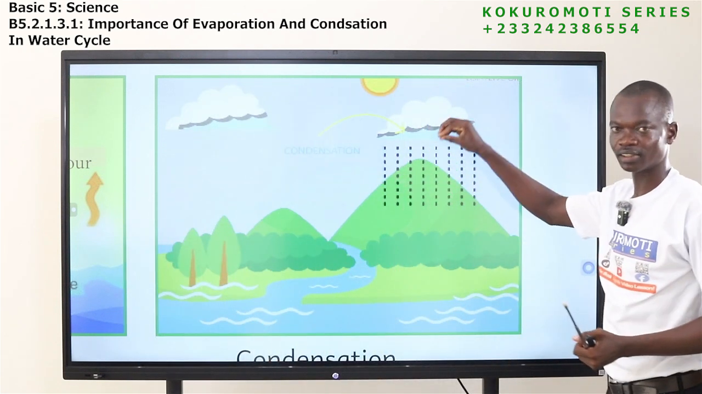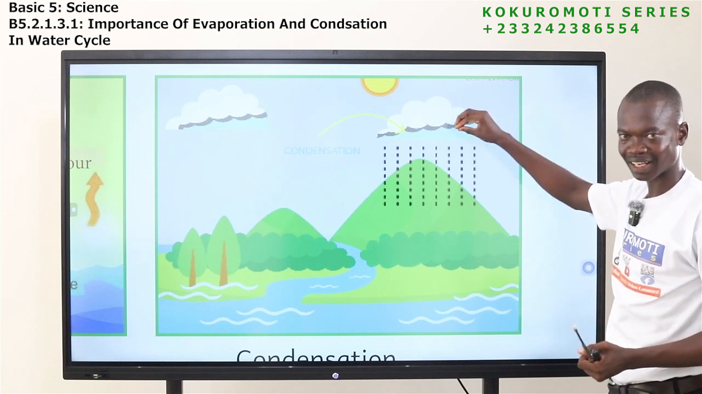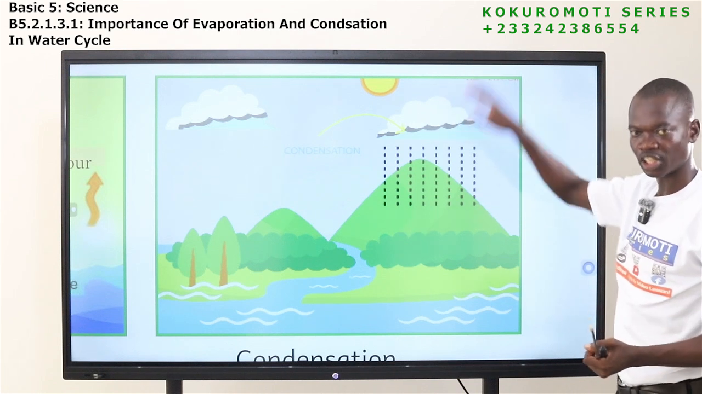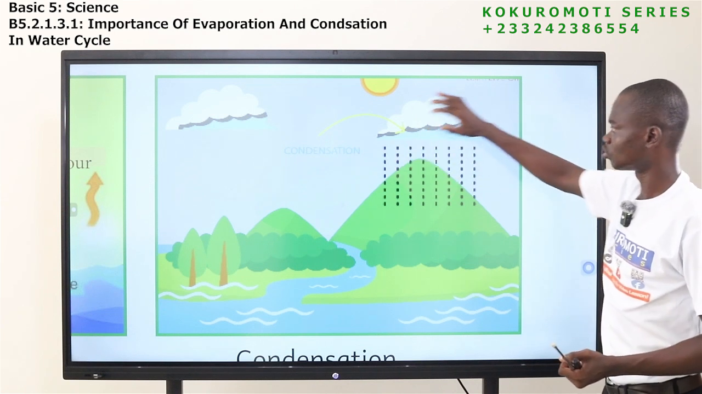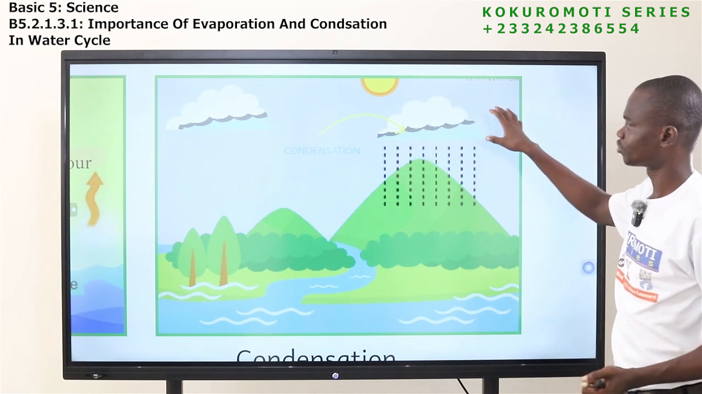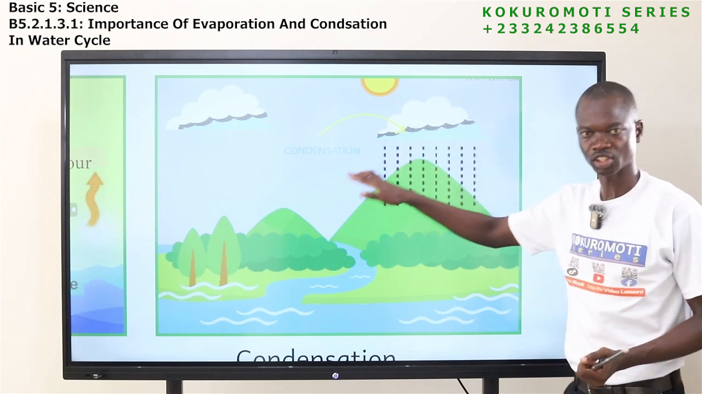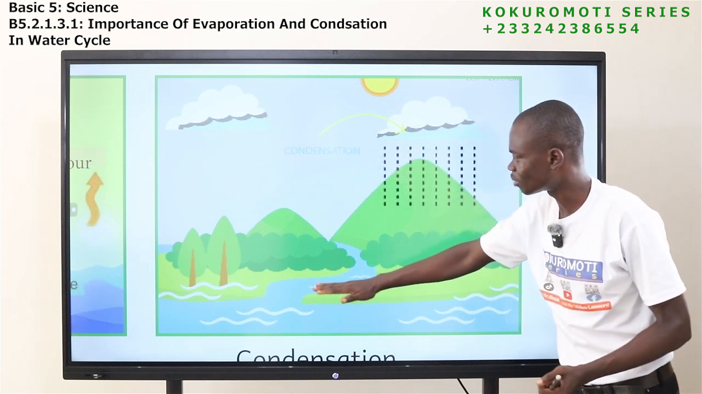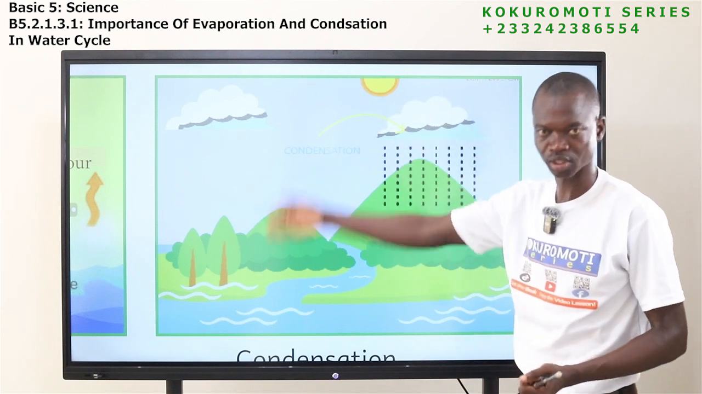So the clouds contain water. The clouds, it contains what? Water that has been changed. Water vapor that has been changed to what? Water. So this is what? Clouds. And the process is called what? Condensation. I said condensation is when water vapor, the water vapor from here going up, is changed into water.